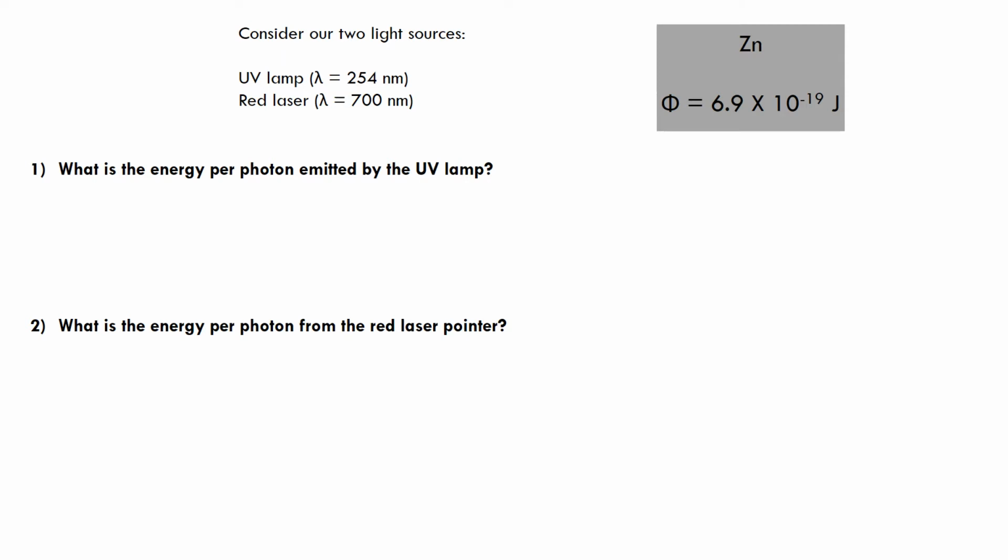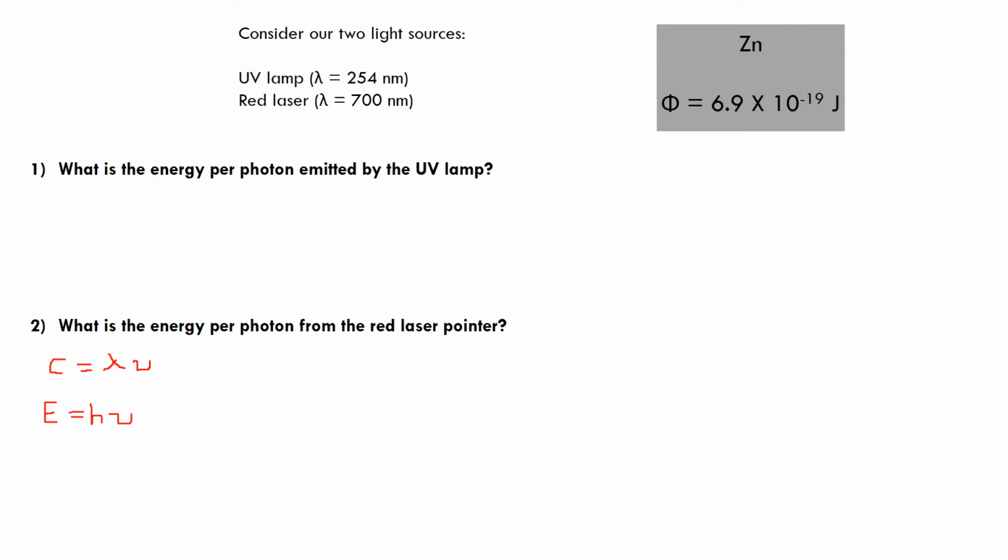So if I start with calculating the energy per photon for the red laser pointer, for example, I can use several equations that we've introduced in the last session. The first equation is the idea that the speed of light is equal to its wavelength multiplied by its frequency. And I can also use the second equation here, that the energy of light, or the energy of a photon in this case, is equal to Planck's constant multiplied by the frequency.